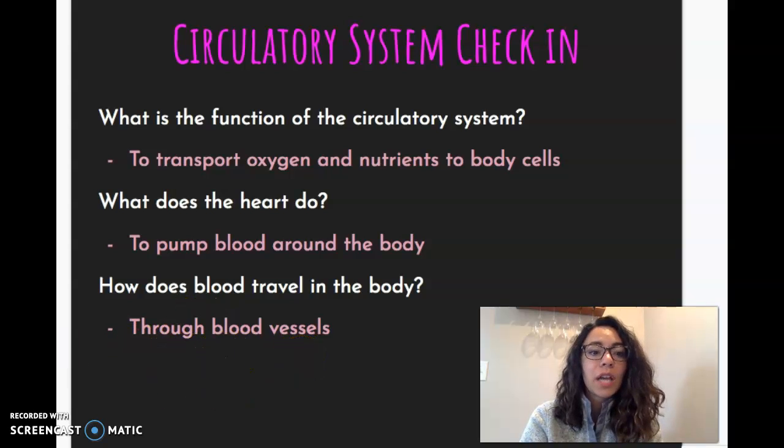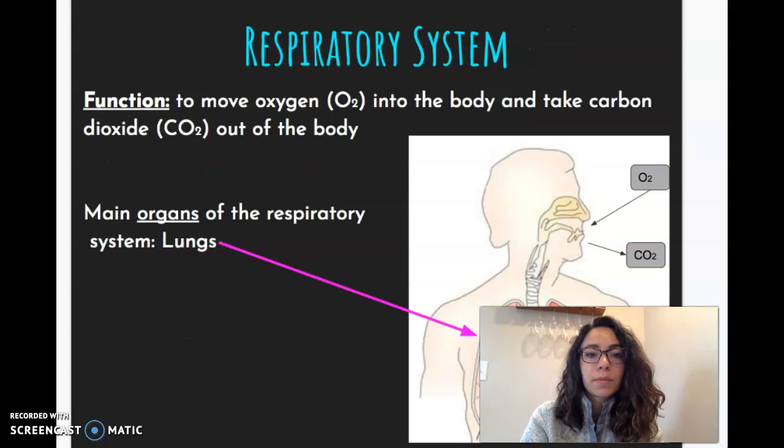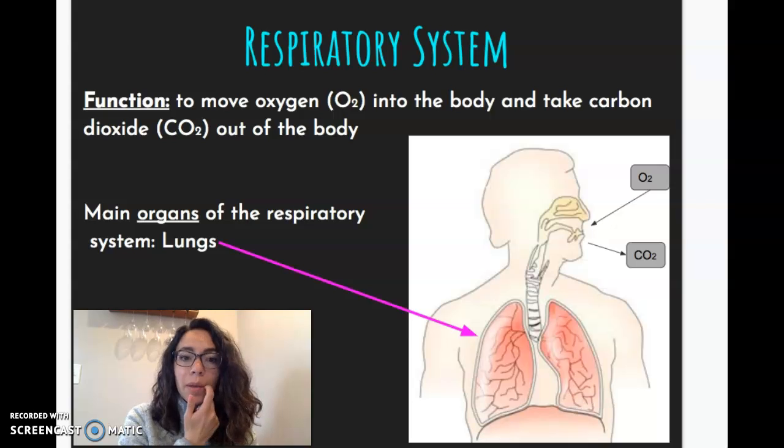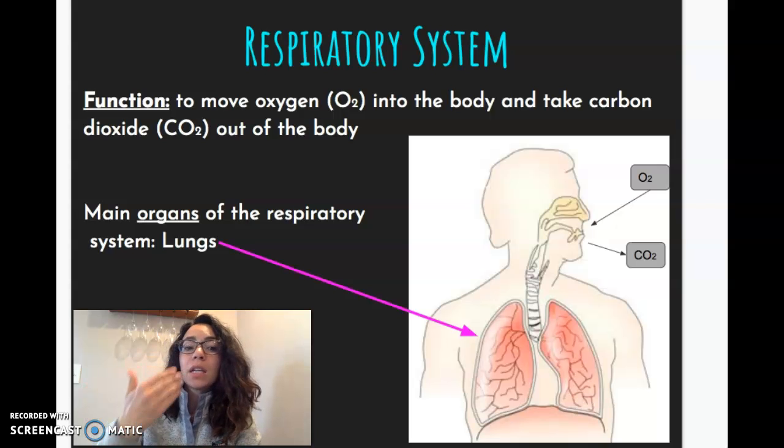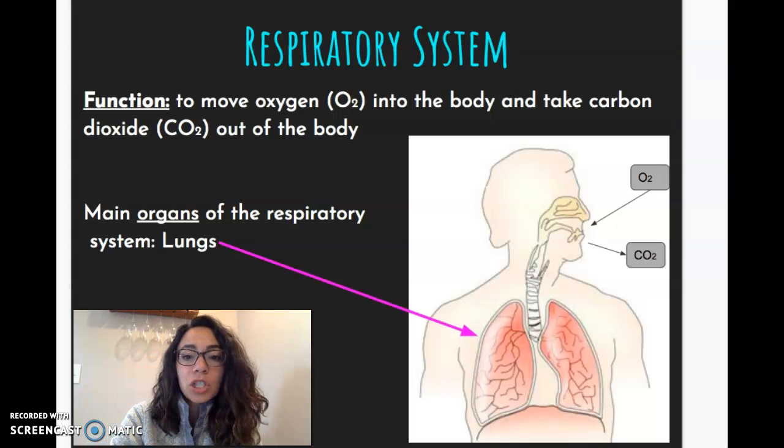Okay, now let's take a look at the respiratory system. The function of the respiratory system is to move oxygen into the body, right? When you breathe in, you're taking oxygen in, and we're taking carbon dioxide out of the body. When you breathe out, that's carbon dioxide.